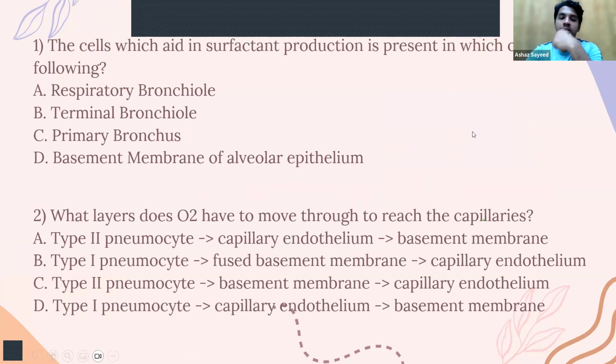The cells which aid in surfactant production is present in which of the following? We just discussed it. Just type the answers in the chat, okay? What is the answer for first and the second? Giving you guys 5 seconds.